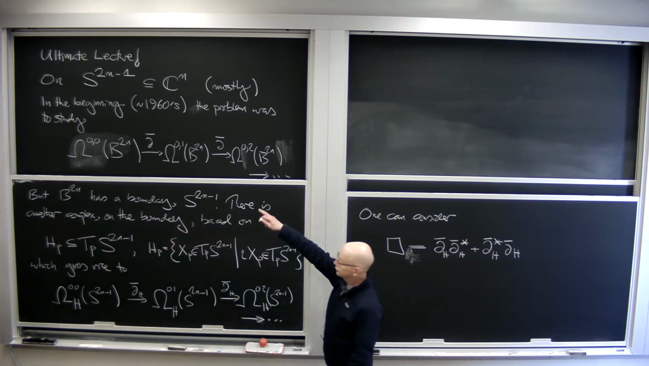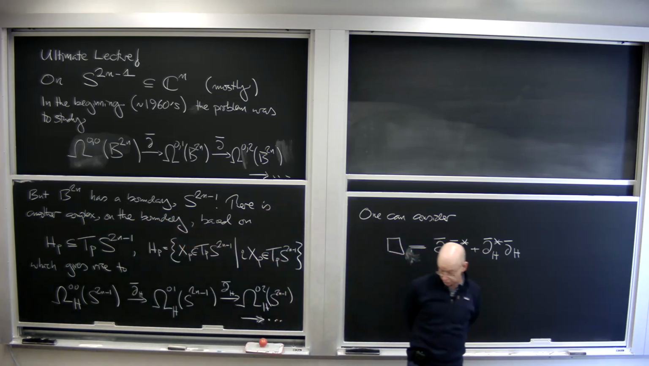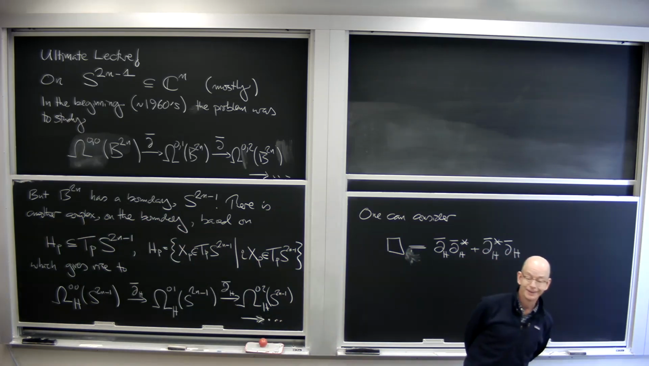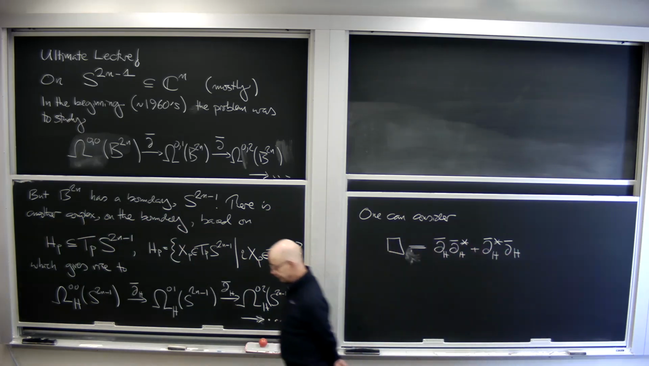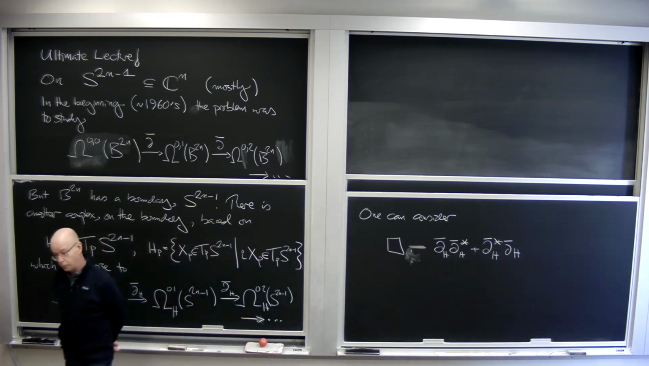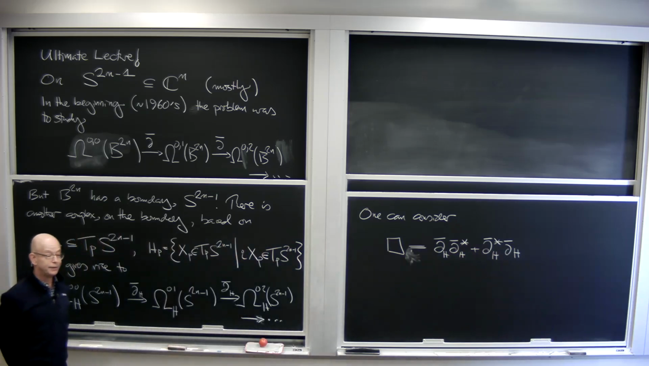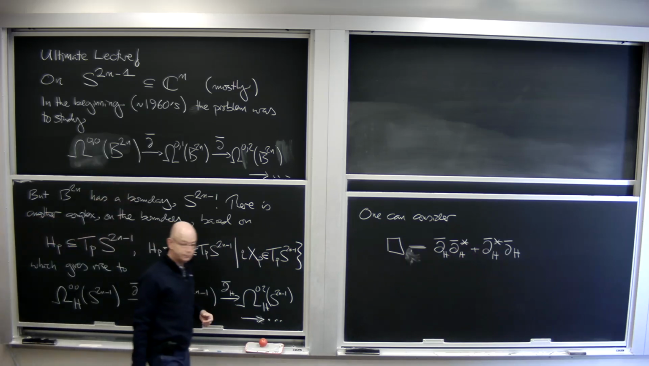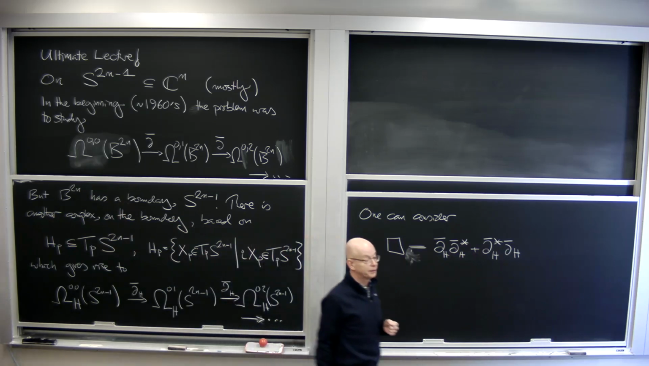D bar is this Cauchy Riemann operator, d/dx plus i d/dy, whose null space consists of holomorphic functions. I forgot to say that. Maybe I took it for granted. The criterion for holomorphicity: a function on the ball is holomorphic if and only if D bar of it is equal to 0. That's the Cauchy Riemann theorem.